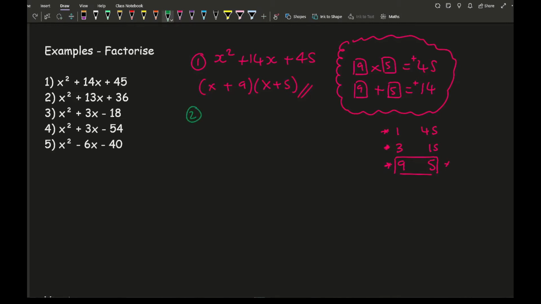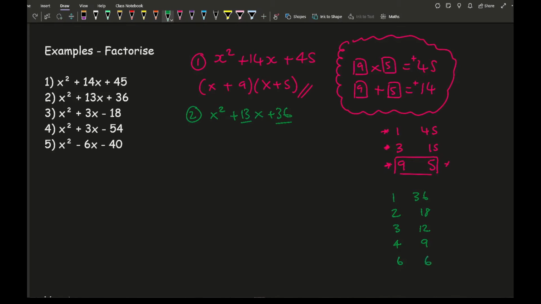Number 2, we've got x squared plus 13x plus 36. So again, what I want to think about is two numbers that multiply to give you 36 but added together to give you positive 13. So looking at 36, well, I've got 1 and 36, 2 and 18, 3 and 12, 4 and 9, and 6 and 6.